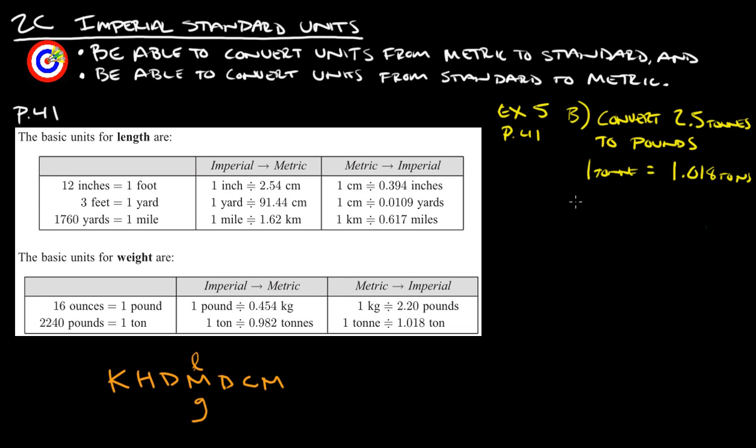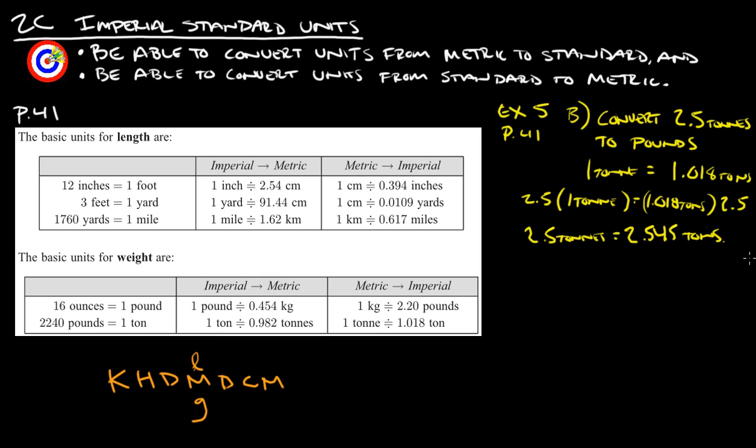Now, we want to convert 2.5 tonnes, so let's multiply both sides by 2.5. So 2.5 times 1 tonne equals 1.018 tons times 2.5. On the left we get 2.5 tonnes, and on the right we are at 2.545 tons.